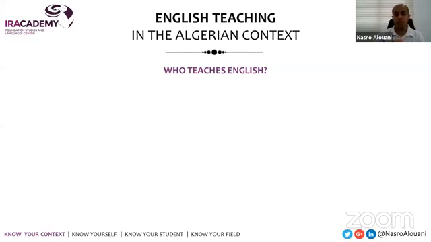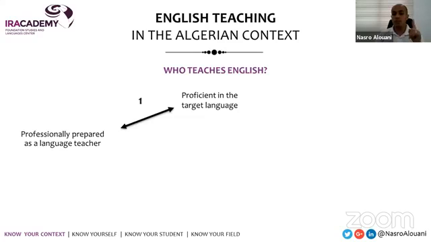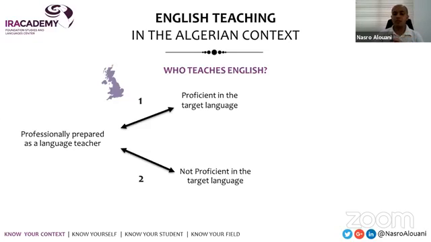Let's go back to this question, who teaches English? So the first category, we have teachers who are proficient in the target language. They speak English professionally, fluently, and they are professionally prepared as language teachers. They acquire really good certificates or training in the teaching field. Where do we find such teachers generally? We find them a lot in English-speaking countries, for example, the UK. Then we have the second category. You find them professionally prepared as language teachers, but not proficient in the target language.